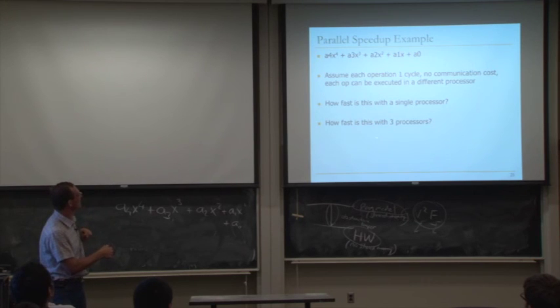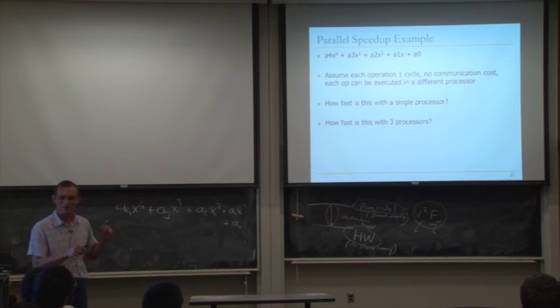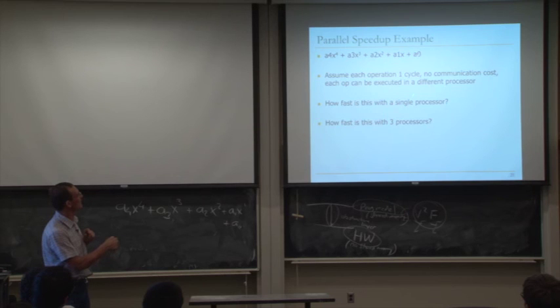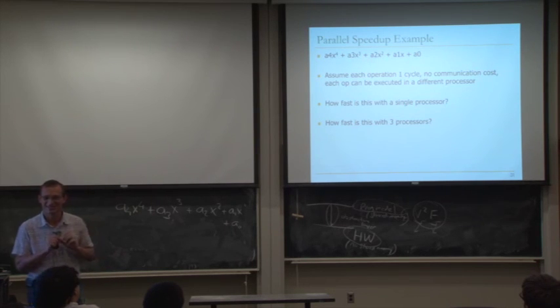The second question is, assume that you parallelize this. You have 3 processors. How long do you take to execute this computation, with these assumptions, no communication cost? For example, if you execute A1 times x in one processor and the addition, and A2 times x in another processor, when you do the addition, there's no communication cost. It's magic. It's nice.